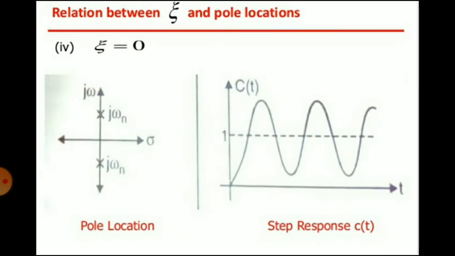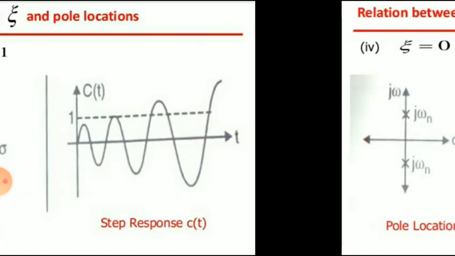Then zeta equal to 0, the response is purely oscillatory, oscillating with constant frequency and amplitude. The system oscillates freely and naturally, hence this frequency is called the natural frequency of oscillations, denoted by omega n radian per second. The system is called an undamped system.